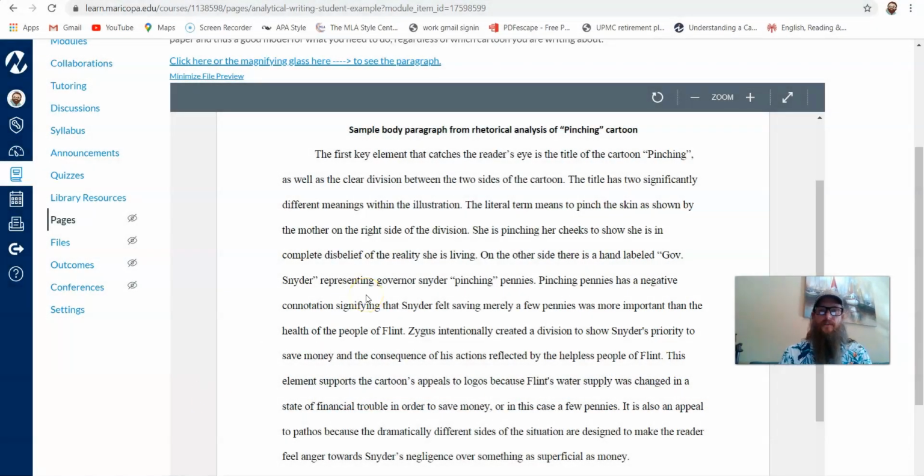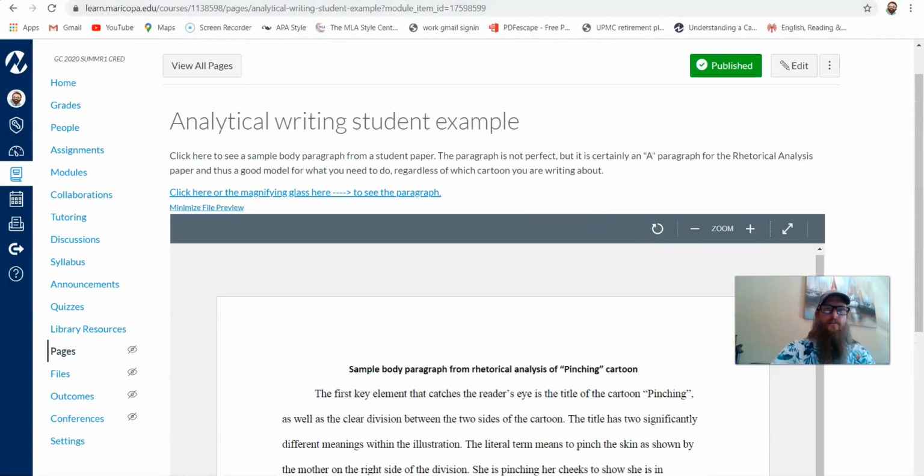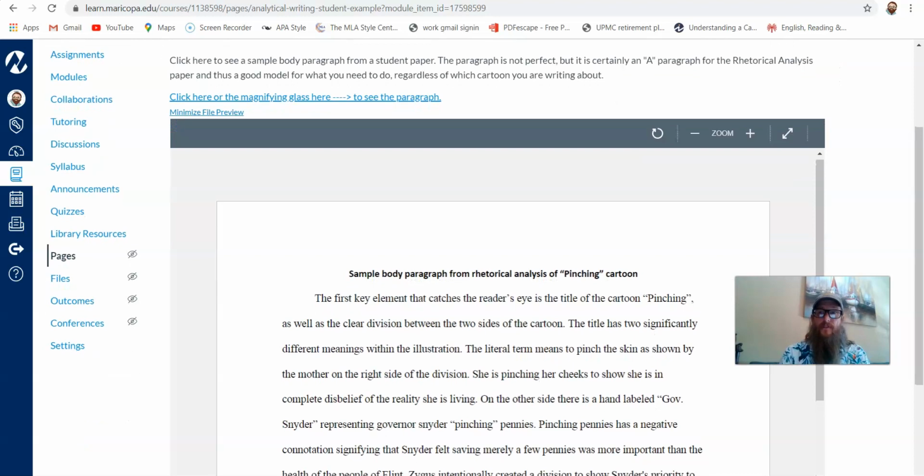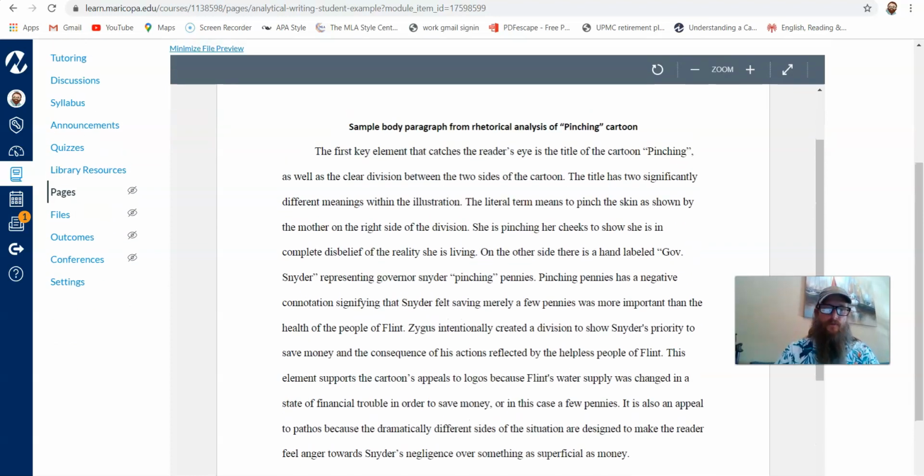Okay, so this is in Canvas, right? This is the analytical writing student example. This is from one of the sample papers. You can find these by looking for the rhetorical analysis tools module. There are sample papers in there, sample outlines, prezzies, all kinds of things designed to help you create a successful rhetorical analysis paper. This is from one of the A papers, right?